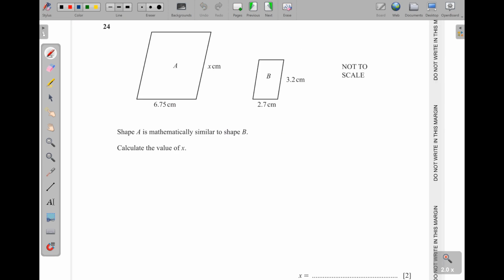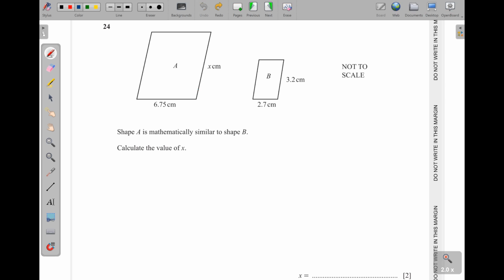Question 24, shape A is mathematically similar to shape B. Find the value of X. Now what we can do, shapes that are similar, their sides are connected by a scale factor of enlargement. They are in the same ratio. Like when I say 3.2 divided by X, I get the same value when I say 2.7 divided by 6.75. And the corresponding angles are equal. This angle will be equal to this one will be equal to this one, like that. Okay, that is for similar shapes.